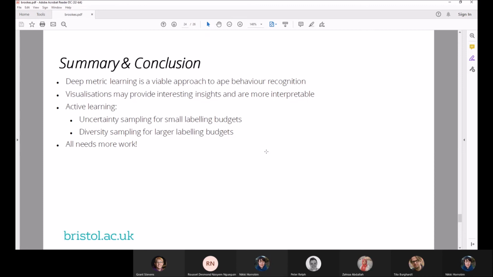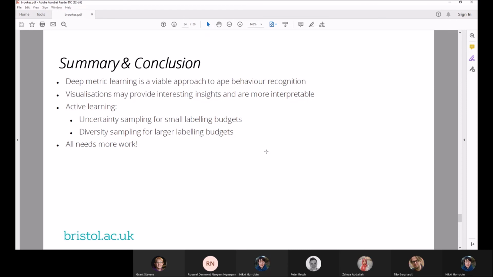Other questions? Yes. I think I probably missed something early, but you started with an objective that said you want to use deep metric learning. Yes. So why deep metric learning? What's the motivation? Why not some other technique?